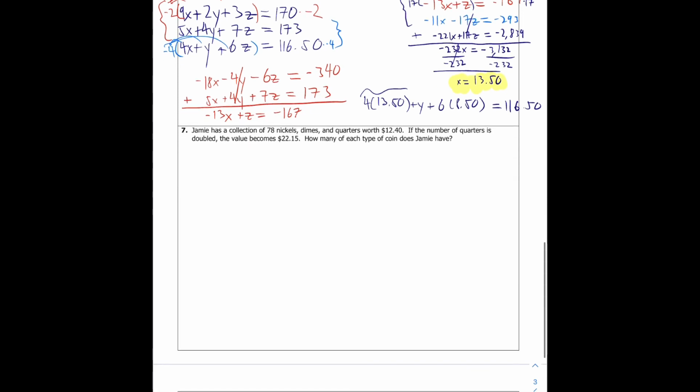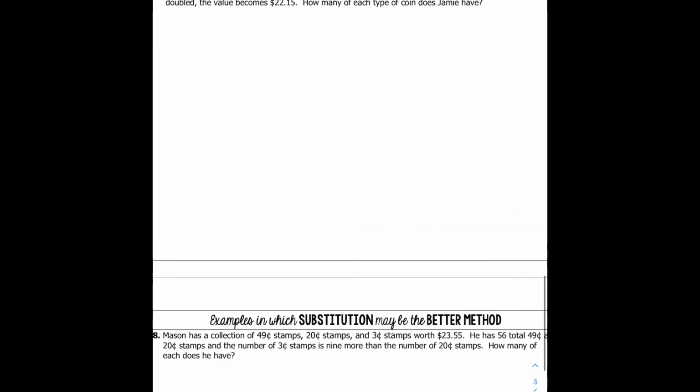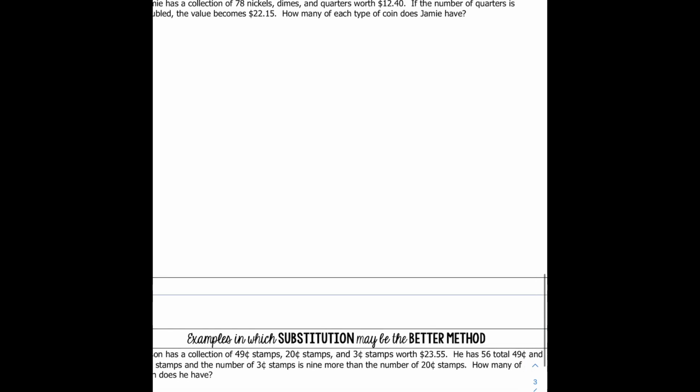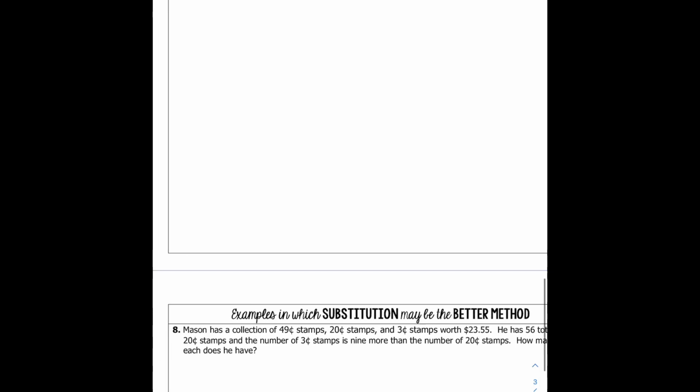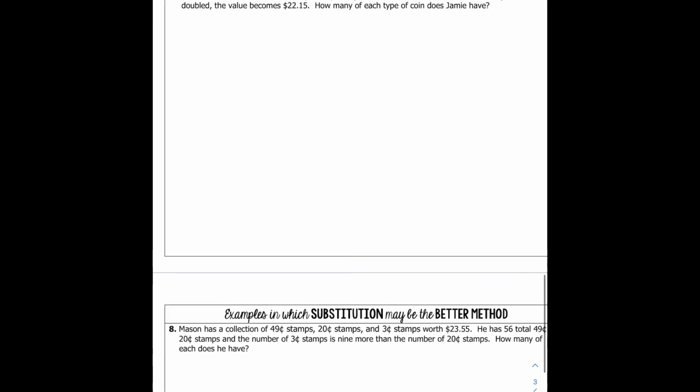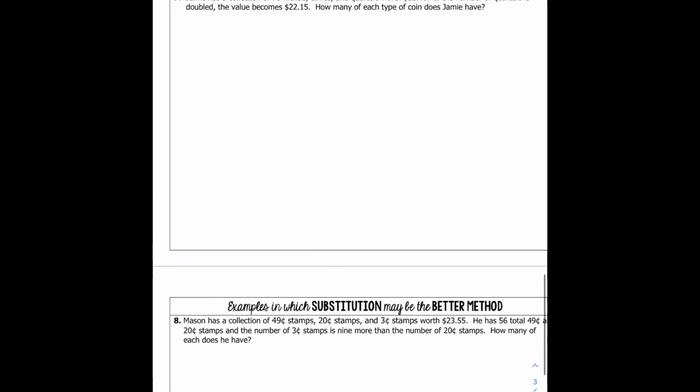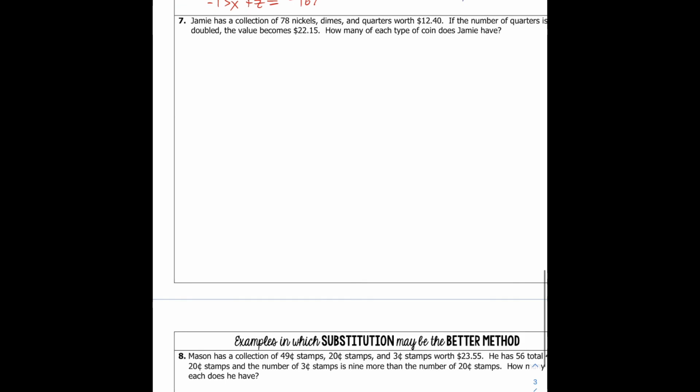All right, so number 7, Jamie has a collection of 78 nickels, dimes, and quarters worth $12.40. Okay, number of quarters is doubled. The value becomes $22.50. How many of each type of coin does Jamie have? All right. So he has 78 nickels, okay? So a nickel's worth how many dollars? It's worth $0.05. So he has 78 times 0.05.